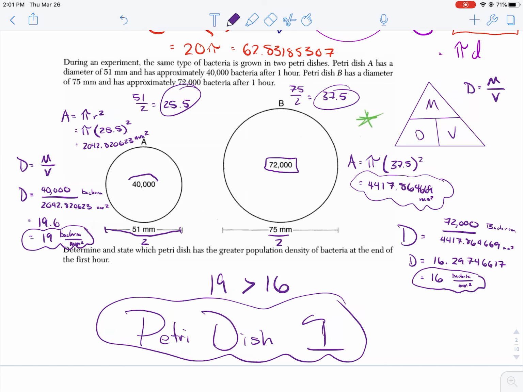We haven't really seen a population density problem yet, but it's very similar. Think about it as, this is your mass, because this is a two-dimensional shape, and then our volume is really not a volume; it's an area. That is how you want to think about those problems.